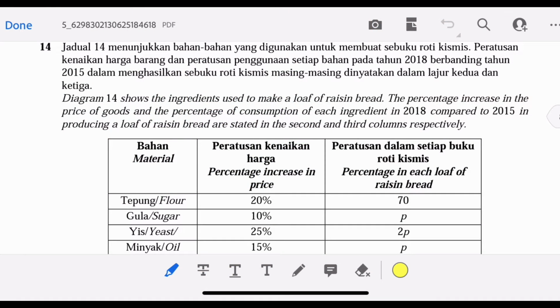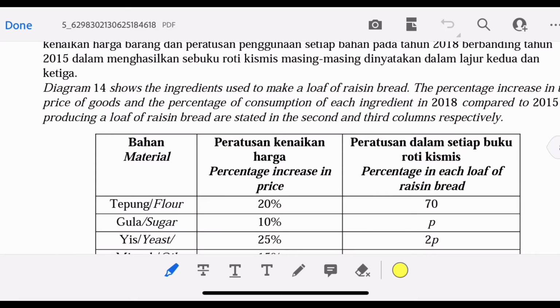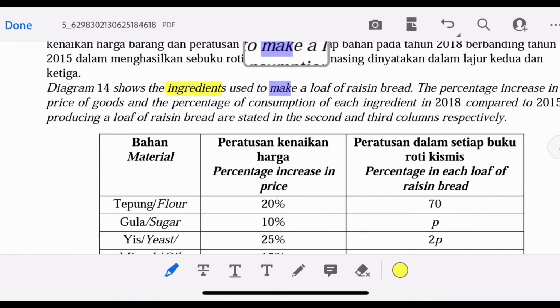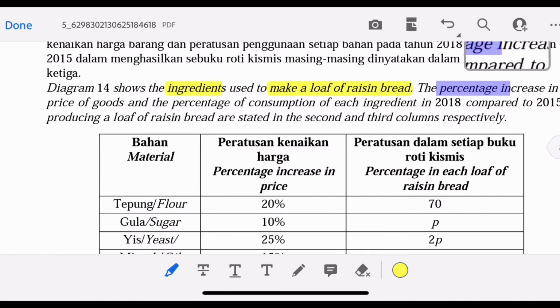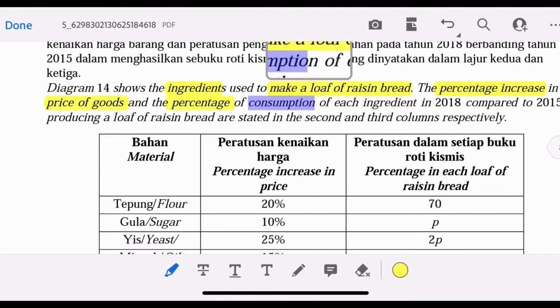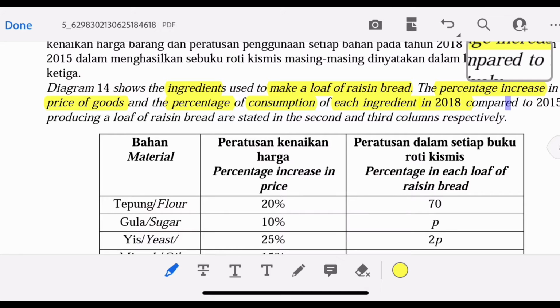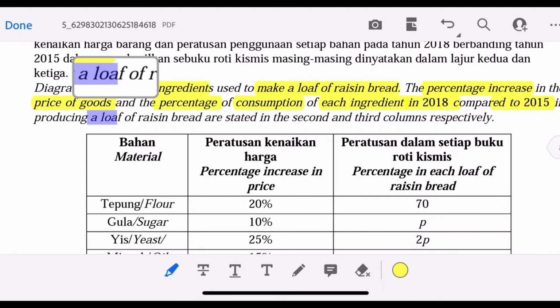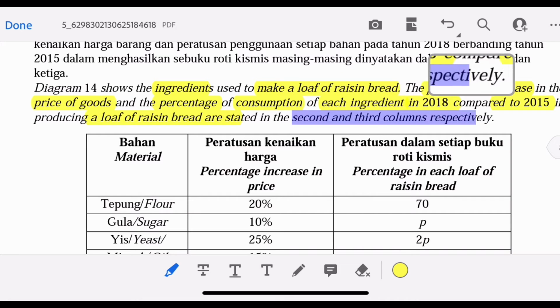Question 14, diagram 14 shows the ingredients used to make a loaf of raisin bread. The percentage increase in the price of goods and the percentage of consumption of each ingredient in 2018 compared to 2015 in producing a loaf of raisin bread are stated in the second and third columns respectively.